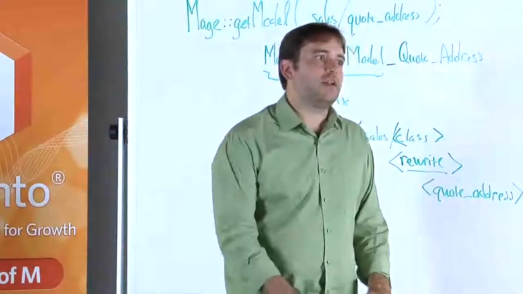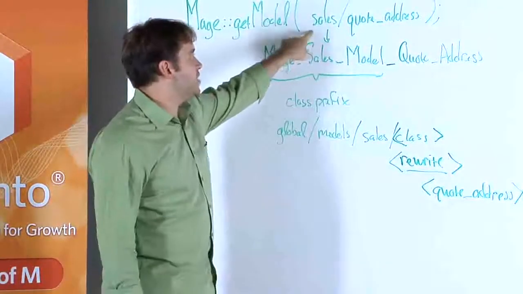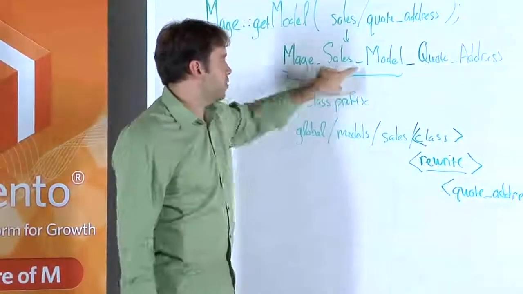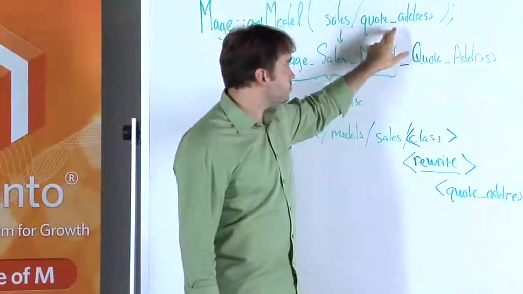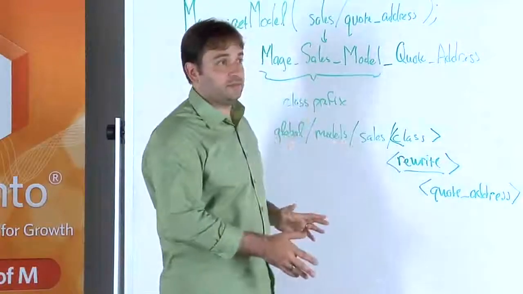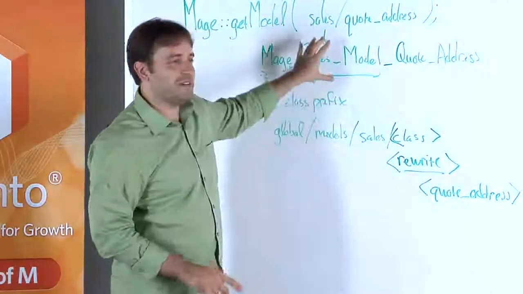So keep thinking about it. When you see this syntax anywhere, you should start realizing that this is simply an alias for some class name. But as far as rewrites go, we have just this one extra step. And that's it. Sort of. We'll get into resource models later, but that's it for now.